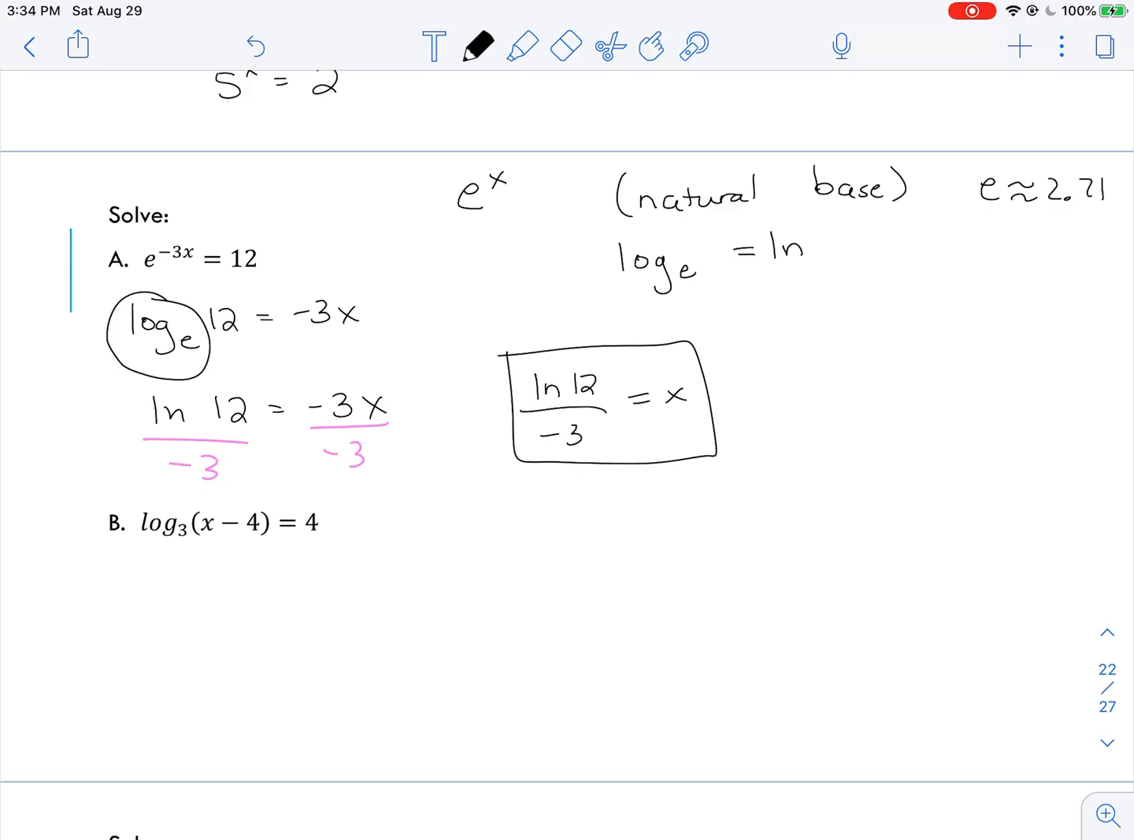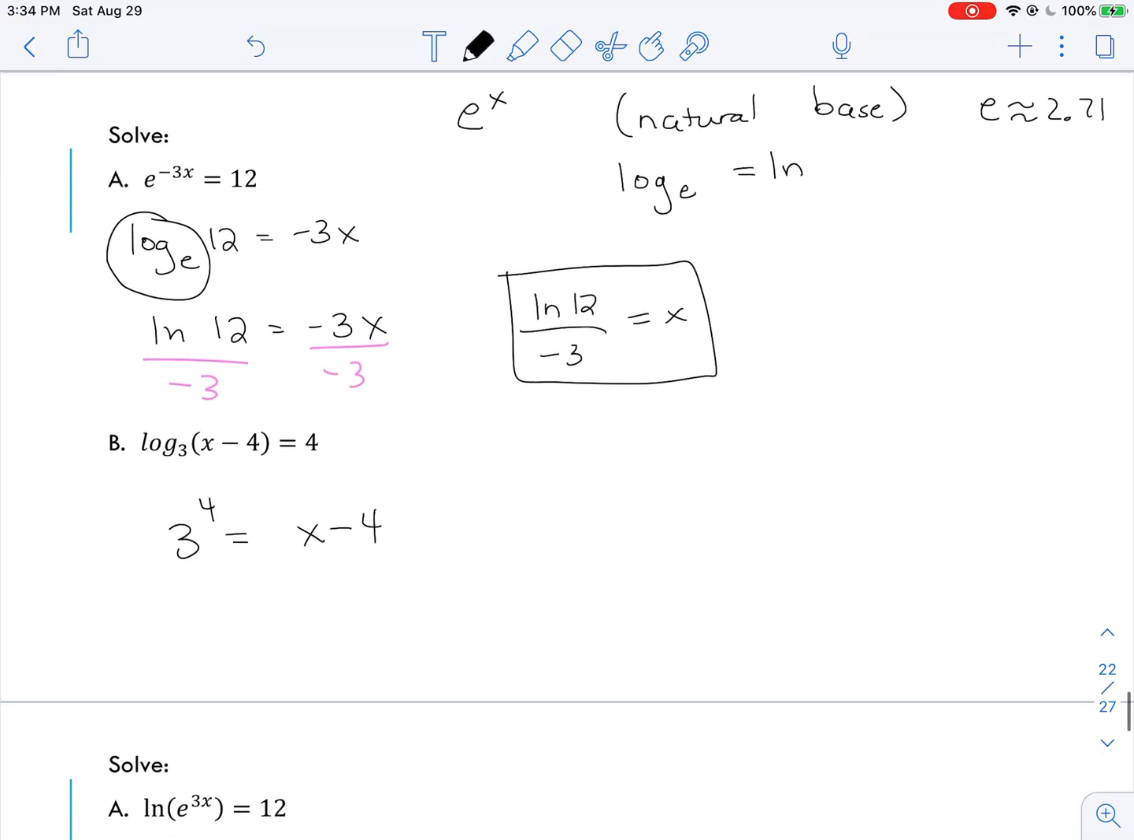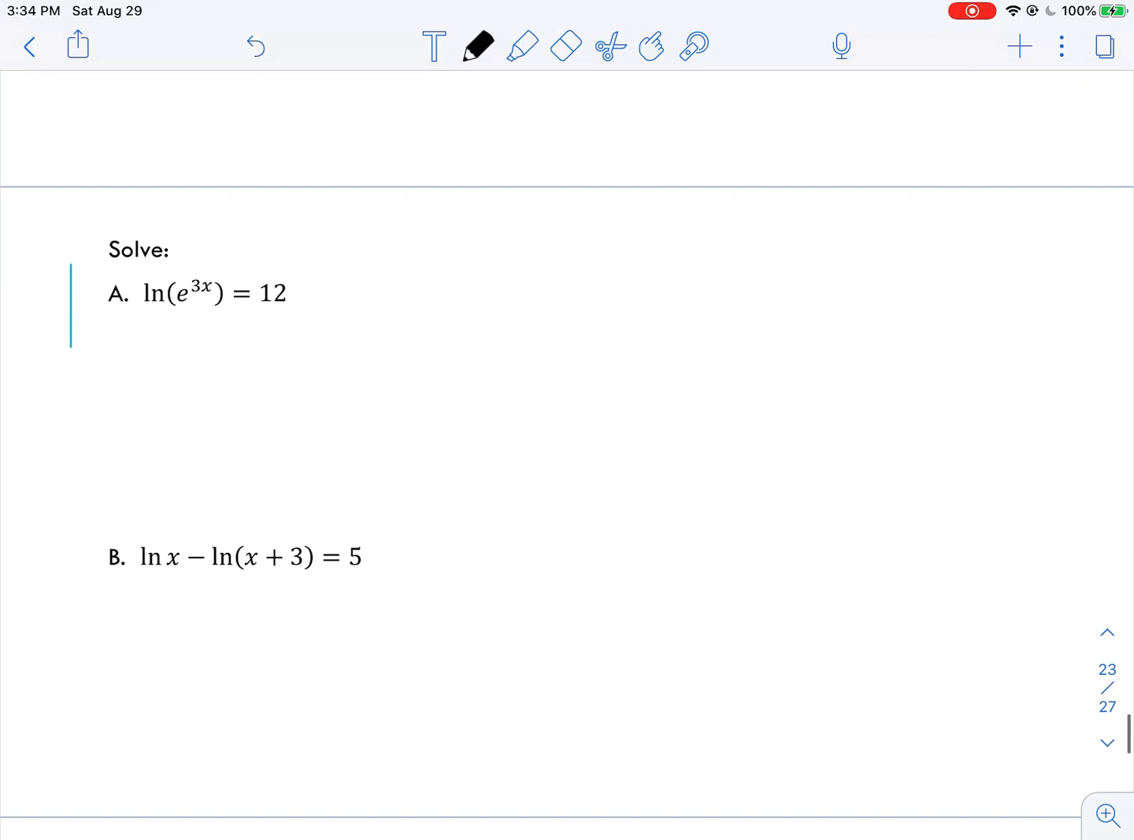Log base 3 of x minus 4 to the 4th, again, we can rewrite this in exponential form. So this would be 3 to the 4th equals x minus 4, and you can just solve from there. When you have a natural log and an e back to back, that's like saying 3 plus negative 3. They cancel each other out. They're inverses of each other. So we're just going to be left with 3x. And so you would just solve 3x equals 12.